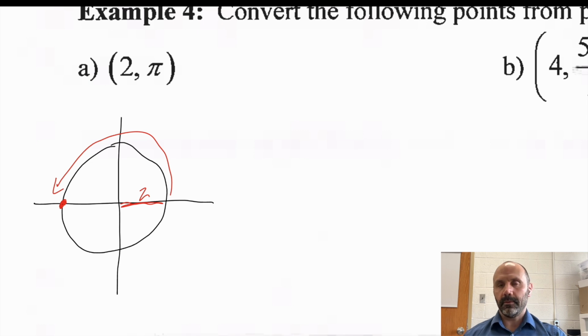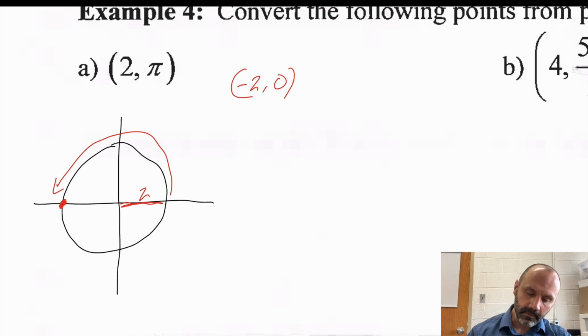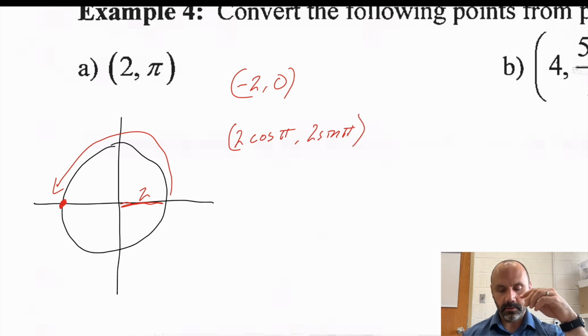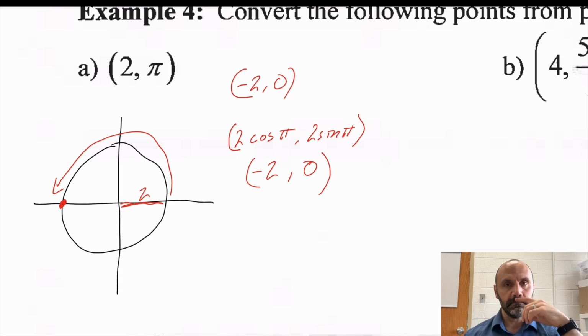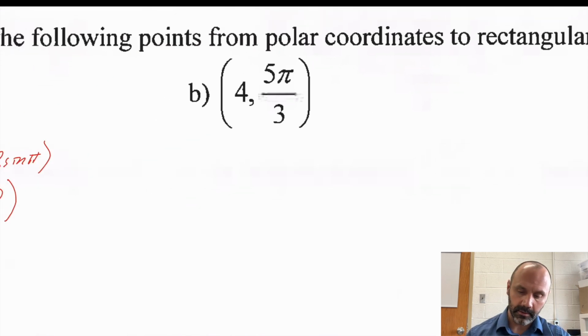Well, we don't really need to do a lot of work for this. We know that the coordinates here are -2, 0. Okay, but let's play along. So I'm going to take 2 cosine of pi, 2 sine of pi. Now I know that cosine of pi is -1, so that gives me the -2. And then I know that sine of pi, because I have the unit circle memorized, sine of pi is 0. So it's just 0. Okay, so let's take a look at B.